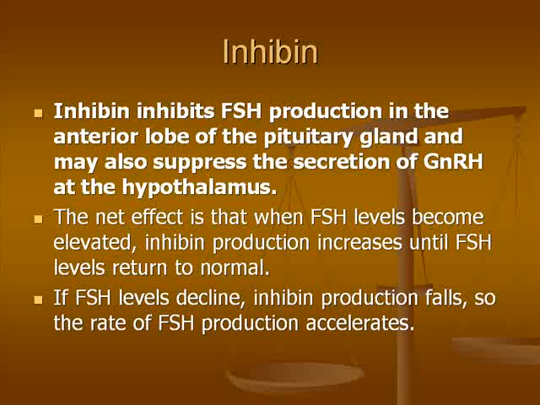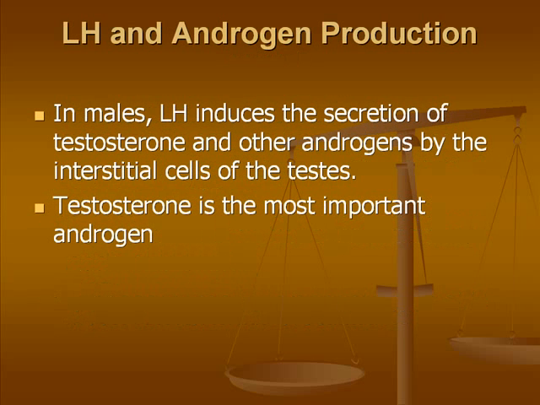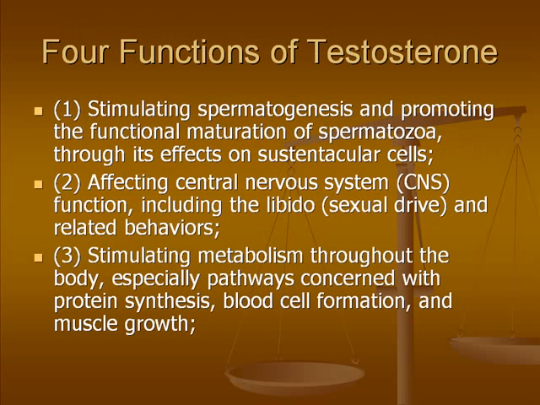Inhibin production increases with follicle-stimulating hormone level to return it to normal. If follicle-stimulating hormone levels decline, inhibin production falls, so the rate of follicle-stimulating hormone production accelerates. In males, luteinizing hormone induces the secretion of testosterone, definitely a test question, and the other androgens by the interstitial cells of the testes. Testosterone is the most important androgen.